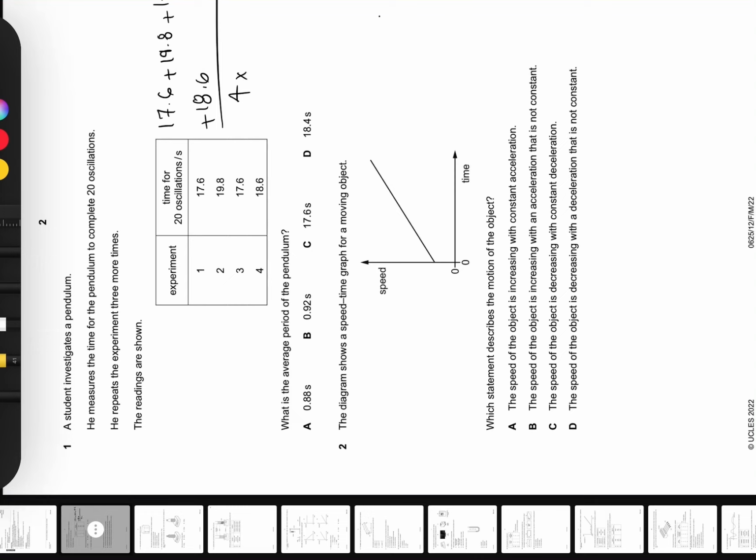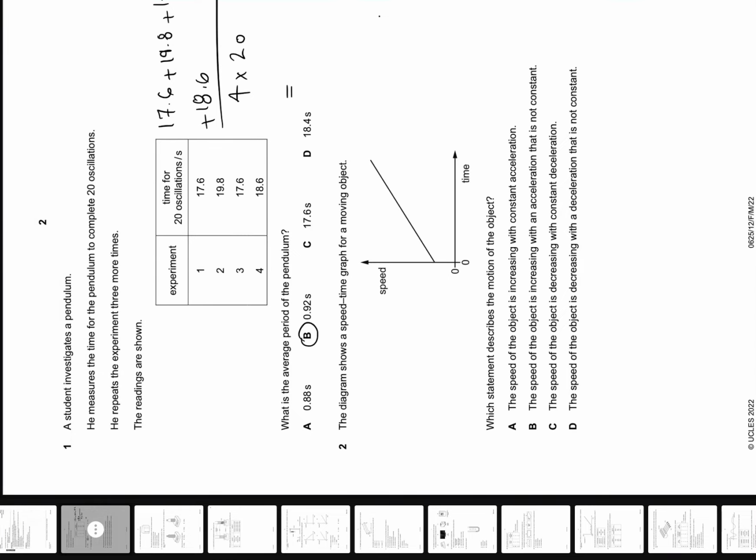So you have to multiply this by the number of oscillations, 20, and if you put that in the calculator, you're going to be left with 17.6 plus 19.8 plus 18.6, divided by 4 times 20, that would be 0.92 seconds. That's the answer for question number 1.